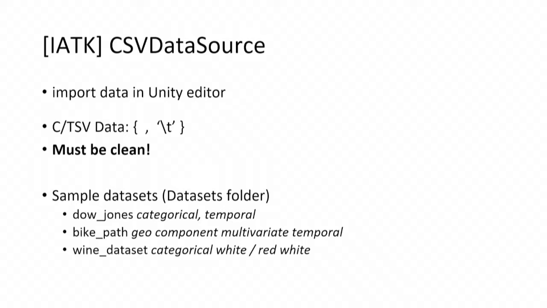So we have the Dogen data set. It's pretty interesting because you have categories, continuous dimensions, and temporal dimensions. We shared a bike path data set as well to show how we can create trajectory visualizations, and there is the wine data set as well, the one that was presented in IMAXIS.